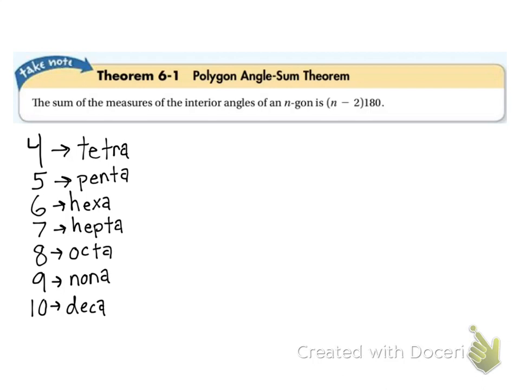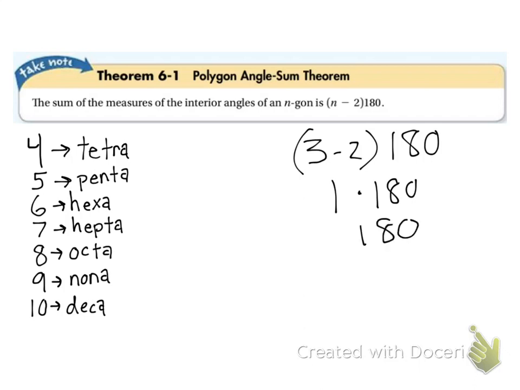And so a triangle is one of those, and we know that a triangle has 180 degrees inside, right? The interior angles, so the inside of the triangle, add up to 180. So if we test that out and plug in 3 minus 2 times 180, well, 3 minus 2 is 1. 1 times 180, that's 180. So there's 180 degrees inside of a triangle, which we'd agree, right? We've said that before.